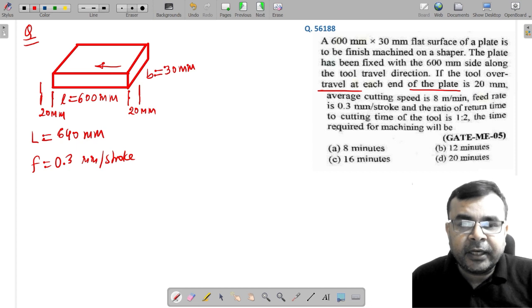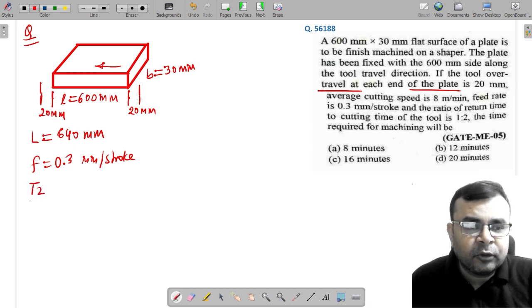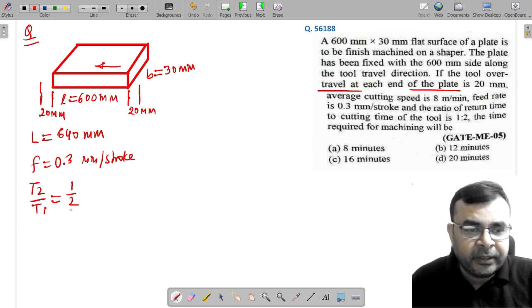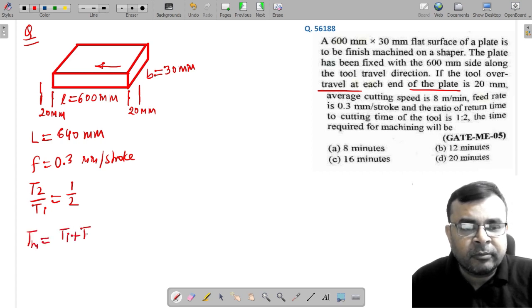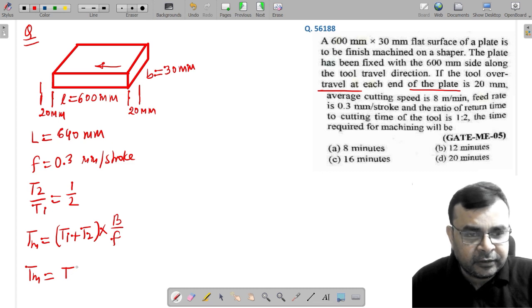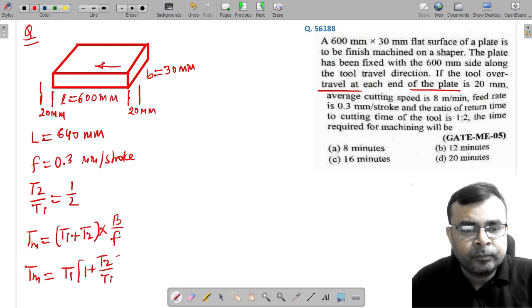The ratio of return time to cutting time, that is T2 by T1, is also given here, that is 1 by 2. So we need to calculate the total machining time, which can be written as (T1 plus T2) into B by F. Is it right? If I take T1 as a common term, it can be written as T1 into (1 plus T2 by T1) into B by F. Yes or no?